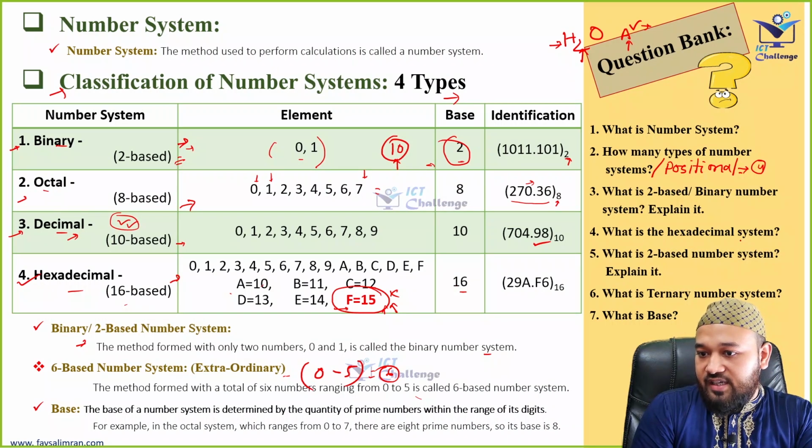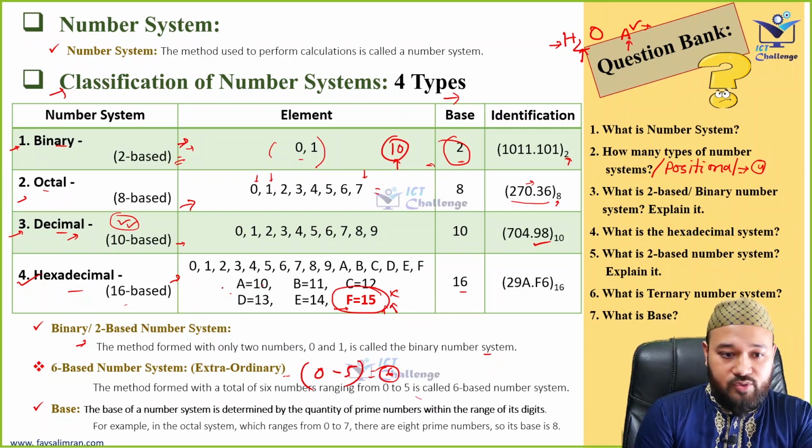What is the hexadecimal system? We also know that the hexadecimal system, which contains 0 to 9 and A to F, 16 digits or 16 prime numbers, is called the base 16 or hexadecimal system.